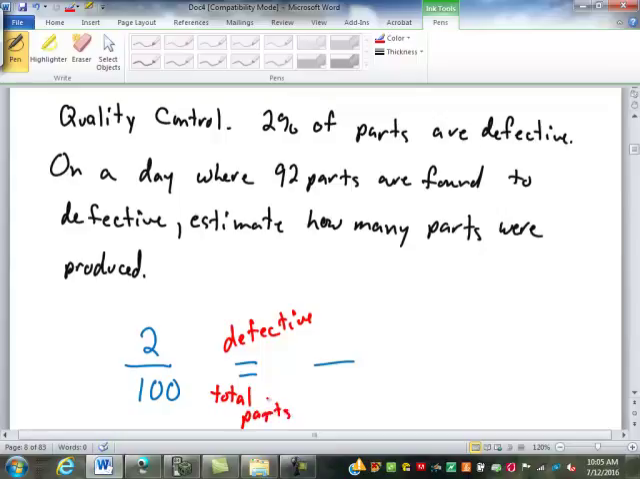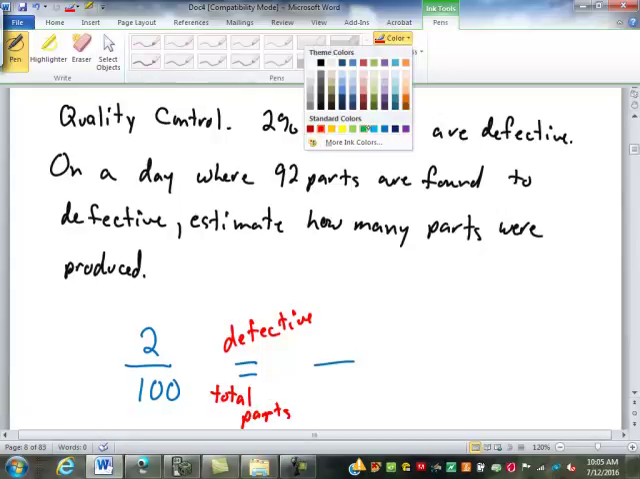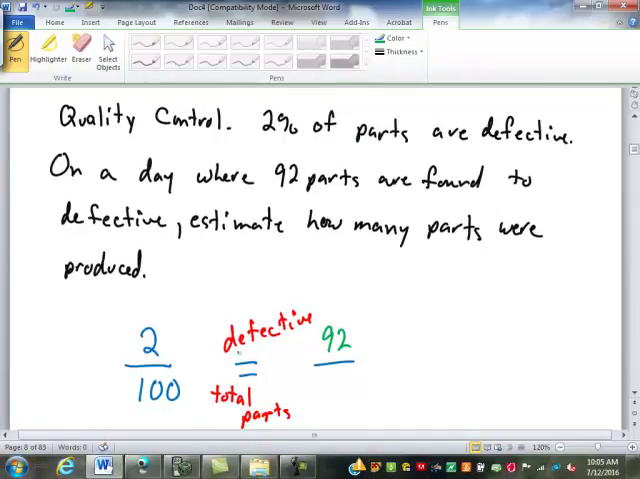So now when we're looking at this, the 92, does that represent total parts produced or does that represent defective parts? Defective parts. So where does that go in my proportion? It has to go on top because it's got to go with the defective parts. Both the 2 and the 92 represent defective parts. So we are looking for the total parts produced. That is the second thing.